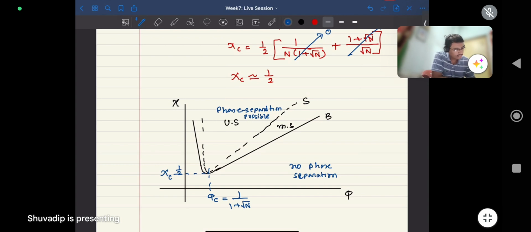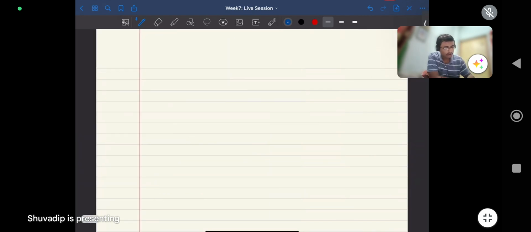Now suppose we are dealing with the solution of a polymer. So chi c equal to half is the critical value. If chi is less than half, what happens? If chi is greater than half, what happens? So chi equal to half is critical. Think about chi less than half.